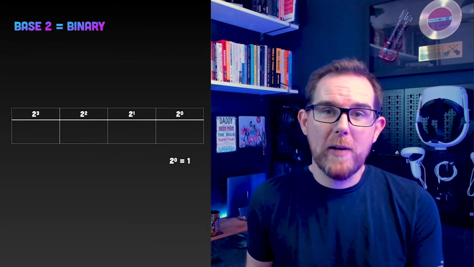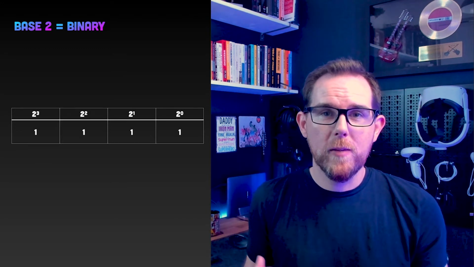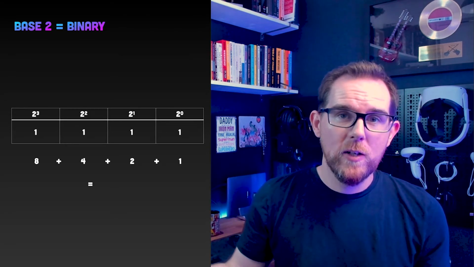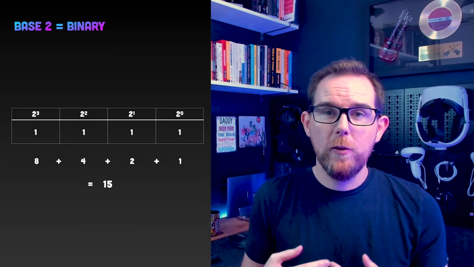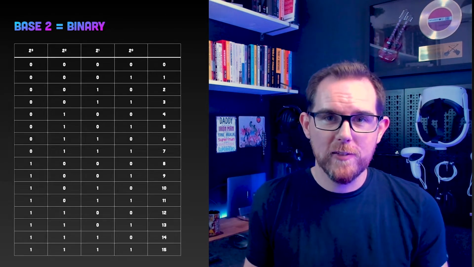So the first column on the right is 2 to the power of 0, which is 1. Second column is 2 to the power 1, which is 2. Third column is 2 to the power 2, which is 4. And the fourth column is 2 to the power 3, which is 8. If we put 1 in each of these 4 columns, that would be the maximum number we could store. So we have 1 plus 2 plus 4 plus 8, which would be 15. If you include having all zeros as well, that would be 16 numbers that we can store in this 4-column binary system.